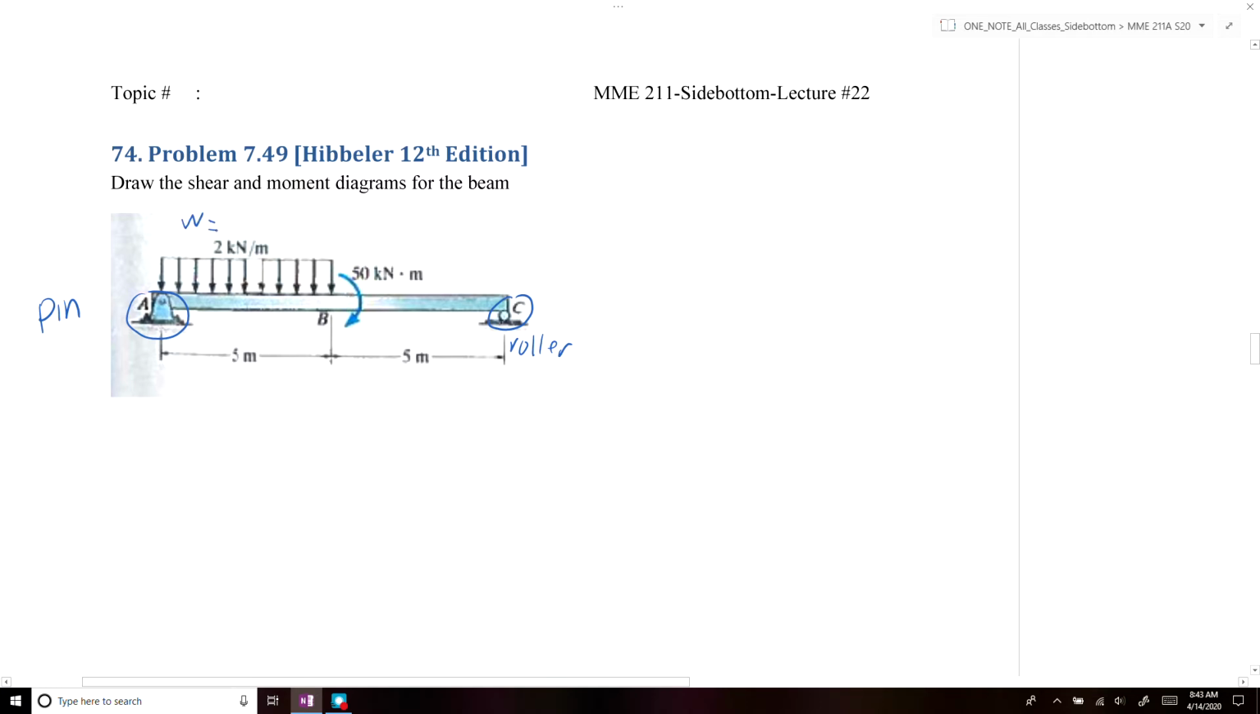It's equal to a constant 2 kilonewtons per meter, and then at point B we have a couple moment of 50 kilonewtons per meter. Alright, and then the total length of the beam is 10 meters. From point A to point B is 5, and from point B to point C is 5 meters. So for this given condition for the beam, we're asked to determine the shear and moment diagrams for it.